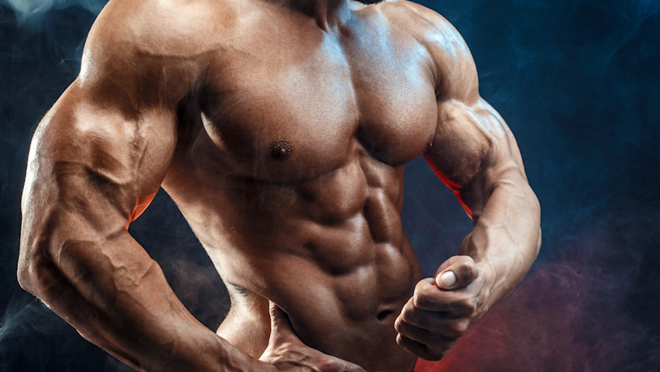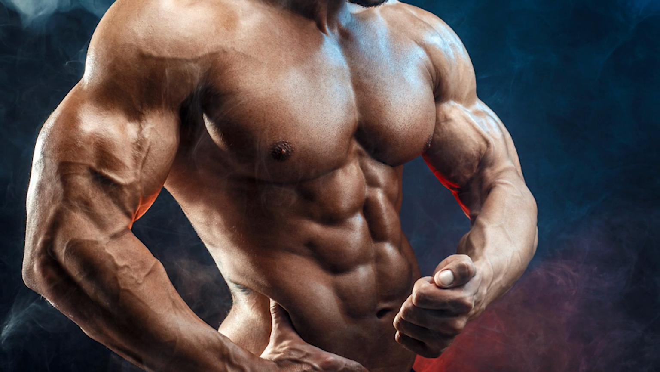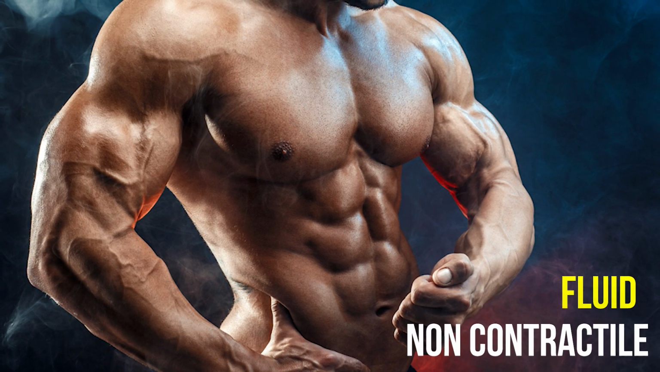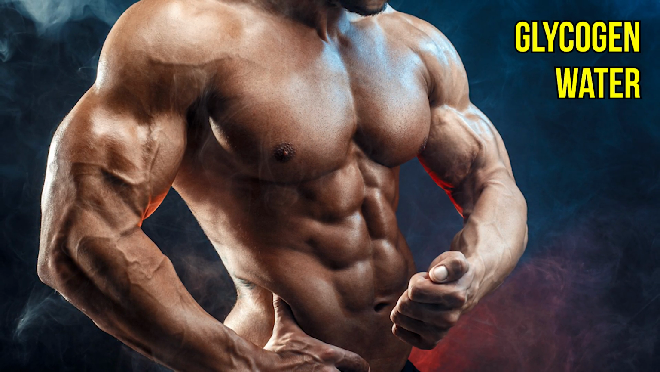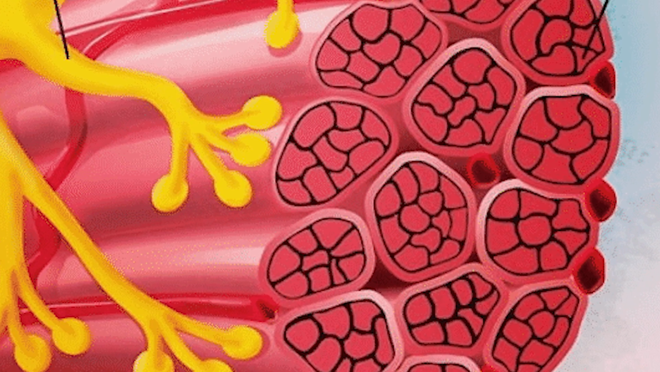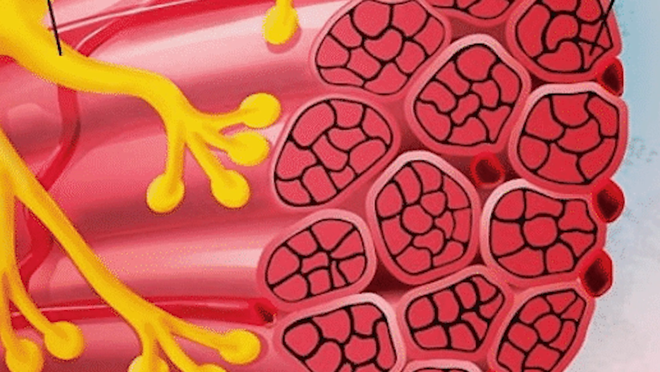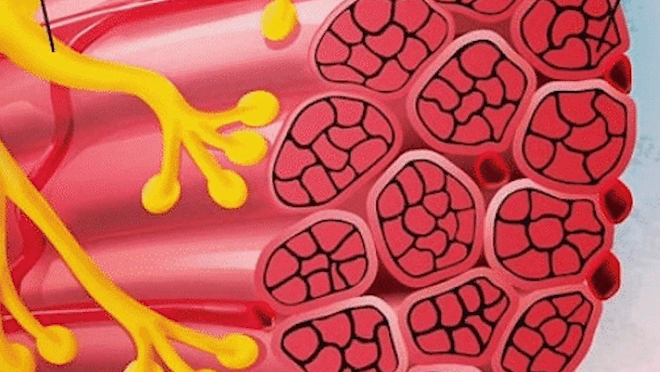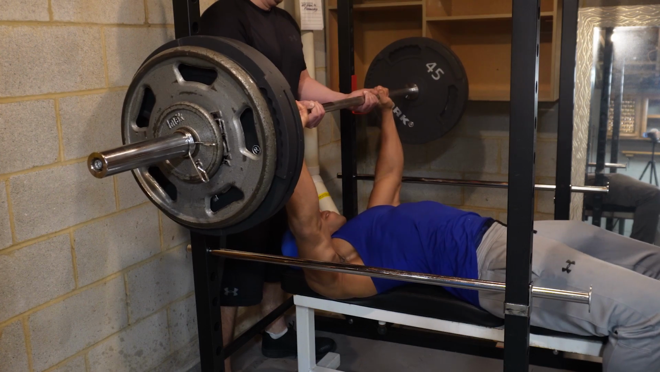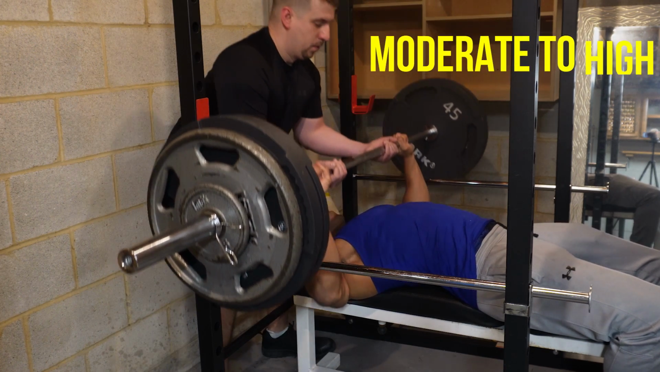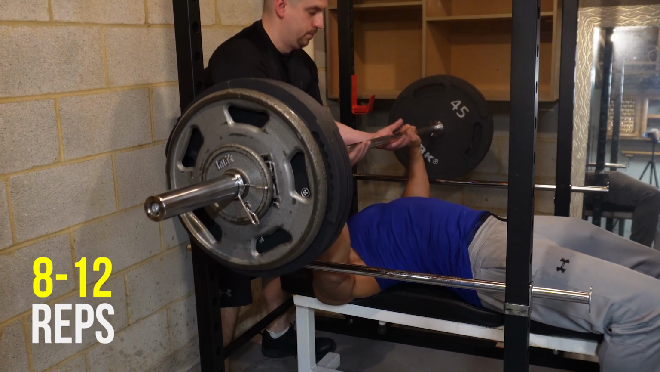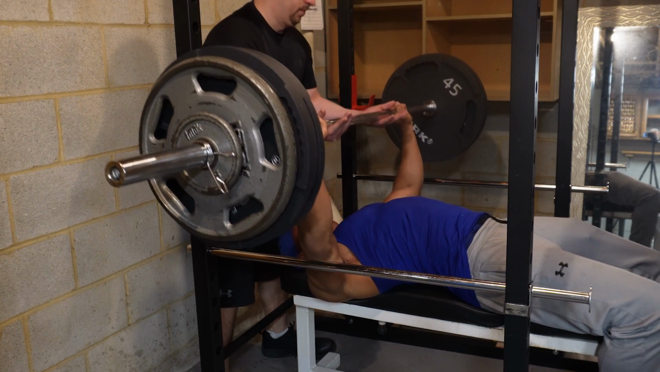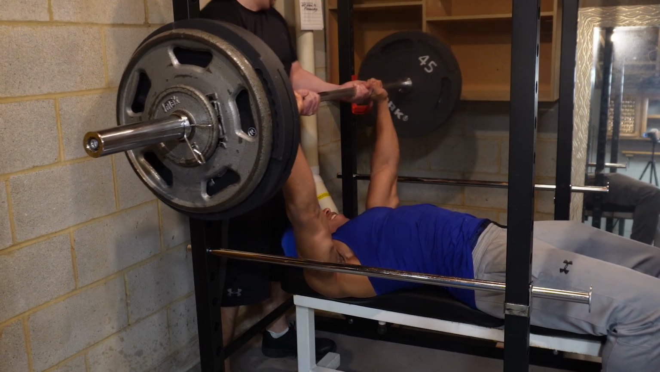With sarcoplasmic hypertrophy, the sarcoplasm refers to the fluid and non-contractile components within muscle fibers, including glycogen, water, and other cellular elements. Sarcoplasmic hypertrophy involves an increase in the volume of this fluid and non-contractile material. This type of hypertrophy is typically stimulated by training with moderate to high rep ranges. For dynamic training, around 8 to 12 repetitions or more, where the emphasis is on metabolic stress and achieving that pump that we all know and love.